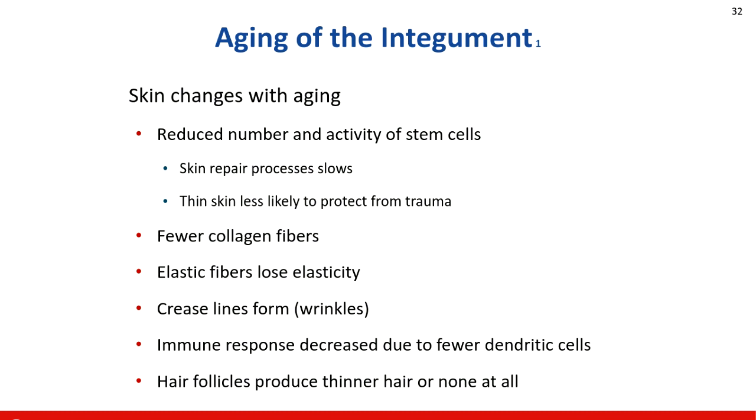The stem cells that we find in our skin are going to slow down in their regeneration and their division. So when that happens, skin repair slows down. It takes people longer in their later years to repair any damage that was done from any sort of trauma. We see fewer fibroblasts, so we're going to have fewer collagen fibers. We'll also see fewer of the elastic fibers that are present in our dermis.